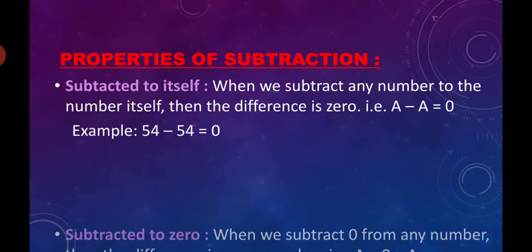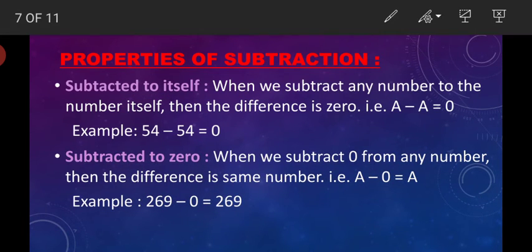Now come to the second property, subtracting 0. When I subtract 0 from any number, then the difference is the same number; the number remains the same. That is a minus 0 is equal to a. Here is the example: 269 minus 0 is equal to 269. There is no change in the number if we subtract 0 from any number.